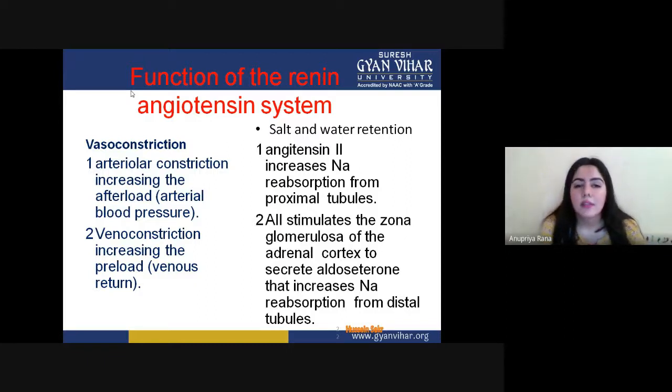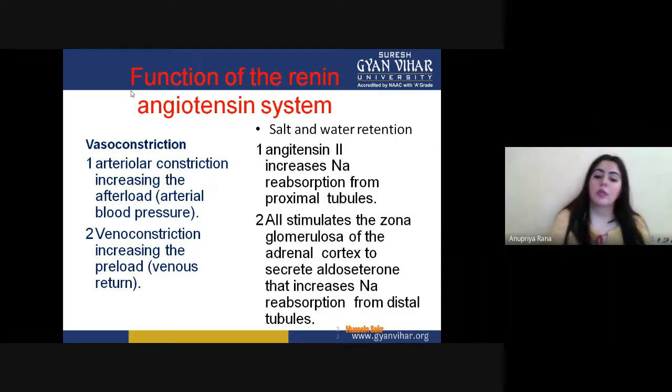So you can say this aldosterone formation is a result of this renin angiotensin function, and it will also increase the sodium reabsorption from the distal tubule. Basically, angiotensin 2 is going to increase the reabsorption of sodium by the proximal tubule. But here, this aldosterone is going to help to increase the sodium reabsorption from the distal tubule.